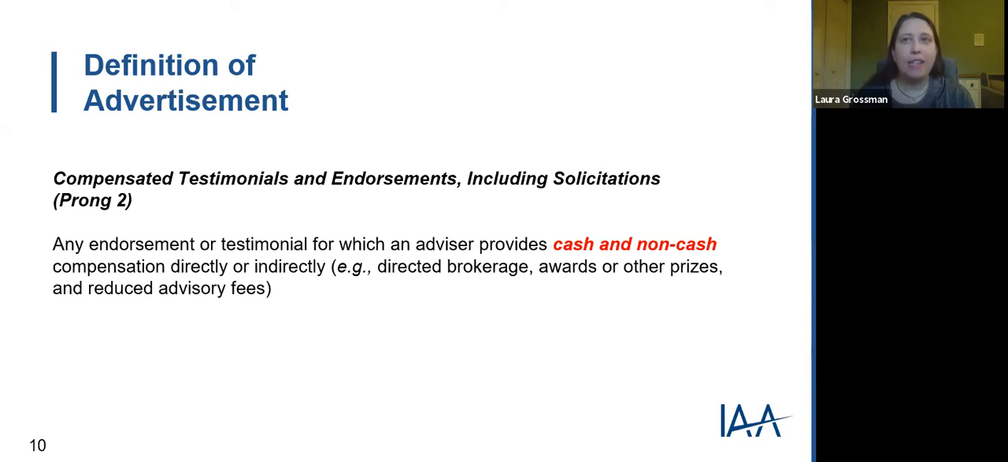What's non-cash? Some examples that the Commission provided in the release are directed brokerage, awards or other prizes, and reduced advisory fees. By contrast, if you're dealing with an uncompensated testimonial or endorsement, you would want to look to the first prong of the definition of advertisement to figure out whether it falls within the definition. Next slide.